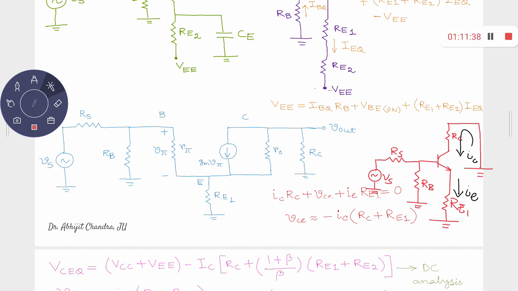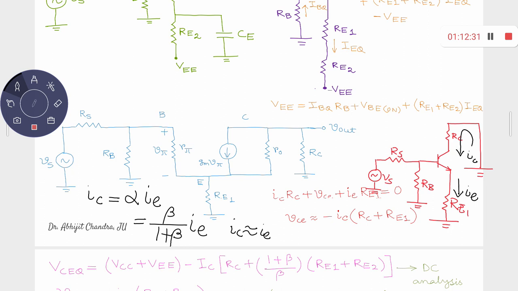Right? And if I assume that beta is large, then IC and IE are almost close to each other. Otherwise, you can write the actual expression for IC, as you know. What is IC? Alpha times IE. Typically alpha is close to unity since beta is very large. You must know the expression for alpha: beta by 1 plus beta. Say beta is 100, 150. In that case, IC can be approximated to IE. So ICRC plus VCE plus IE RE1 is equal to 0. Then VCE is equal to minus IC times RC plus RE1.